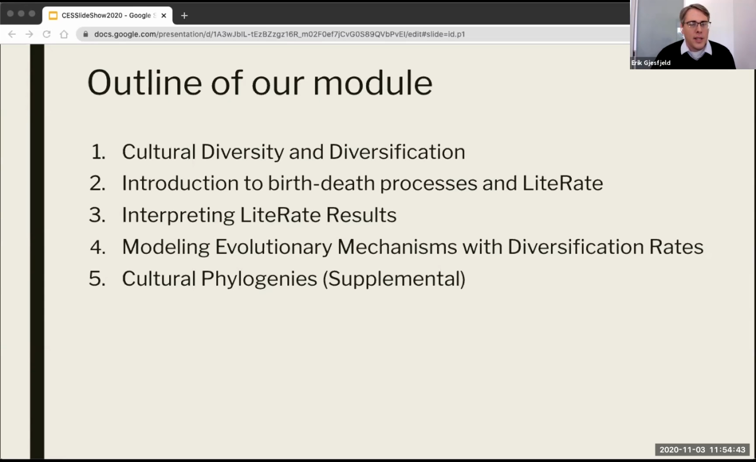There's a supplemental module that examines the application of phylogenetic inference to cultural data and the various decisions that go into the construction of cultural phylogenies. I'll talk a little bit about the phylogenetic approach here, but that's really a supplemental piece of our modules. There are a lot of great tutorials already available for applying phylogenetic inference in cultural evolution, and so we didn't feel like we needed to redo those here, but simply point to those in the supplemental tutorial.